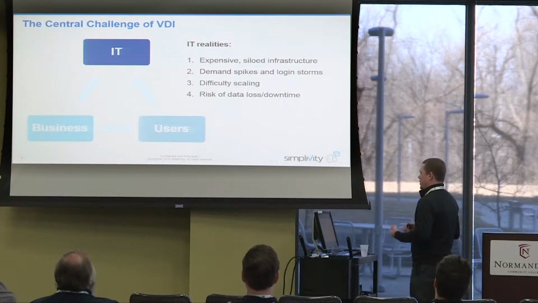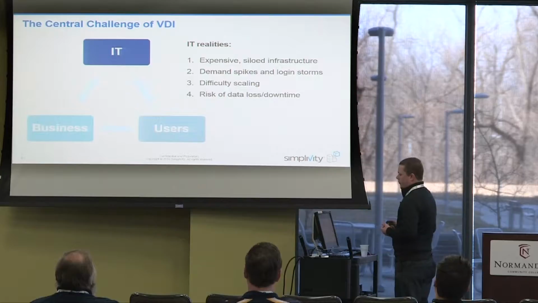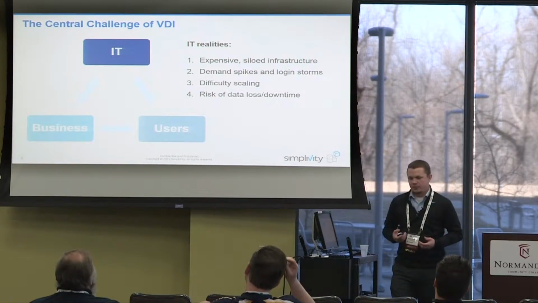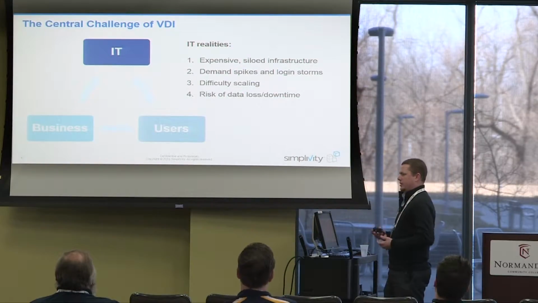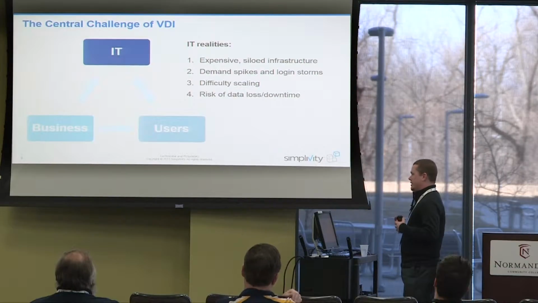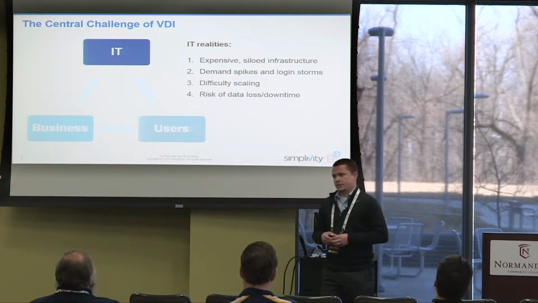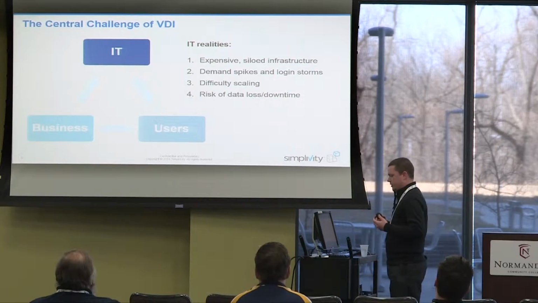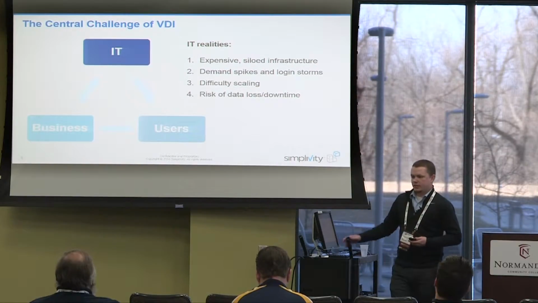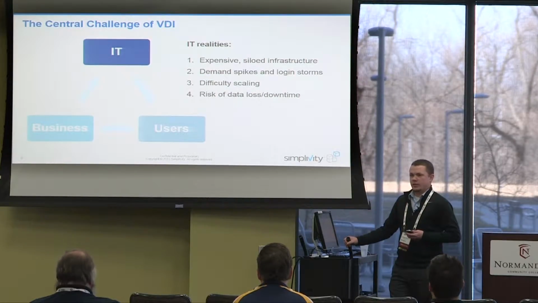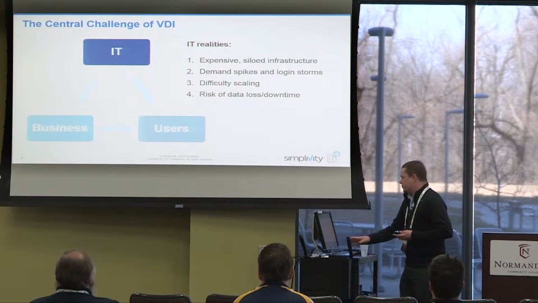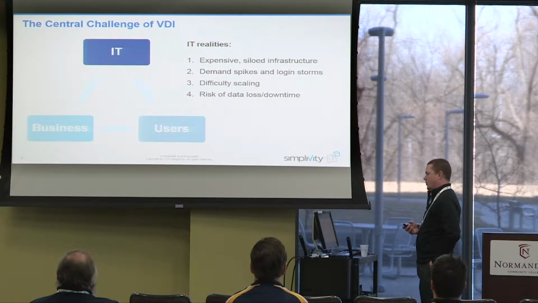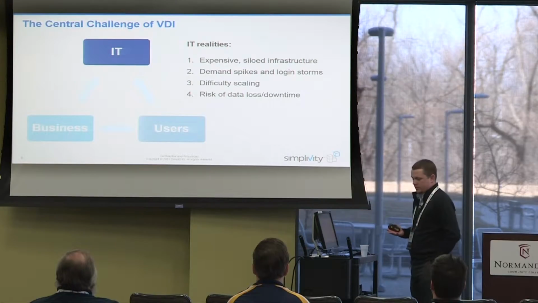Now, IT is kind of caught in the middle. IT has to deliver this environment. They have to deliver the desktops and the applications to the users, and they have to do it in a way that's highly available. The risk associated with data loss and data unavailability is huge. Depending on the sector that the customer's in, that could be thousands, hundreds of thousands of dollars per minute of downtime. So other things that we're running into here, expensive siloed infrastructure.